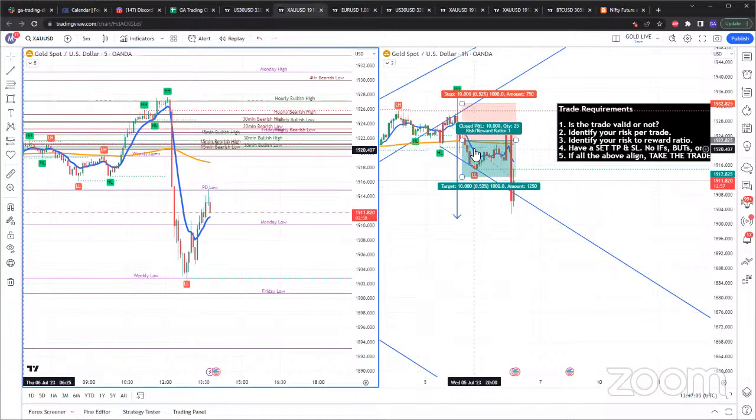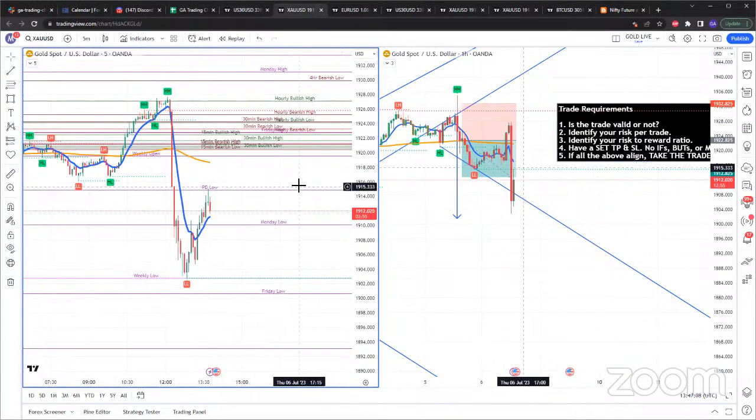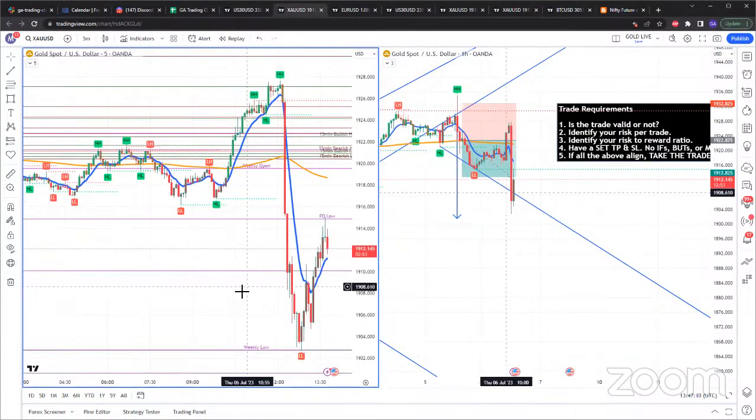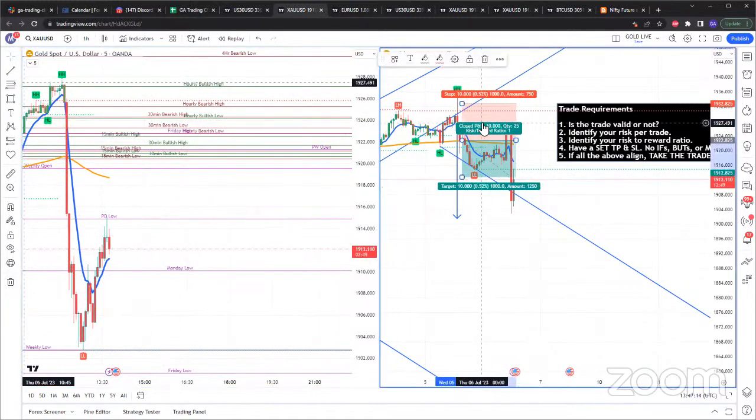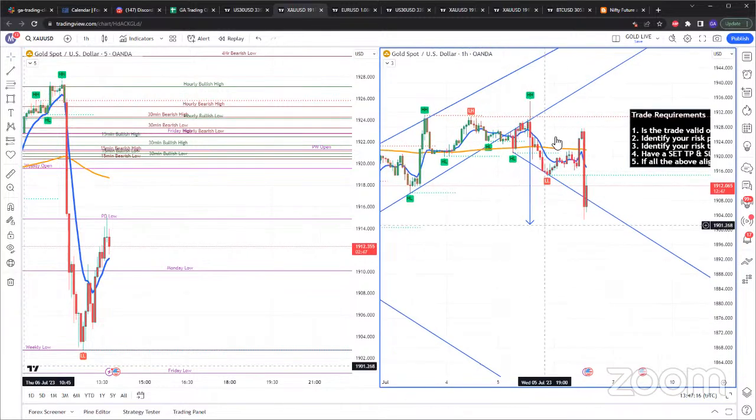Gold, this is the trade I took yesterday on gold. And for me nowadays, I hold my trades until they either hit TP or stop loss. That's how I trade. So I already took that trade on gold. And for gold yesterday, this is the arrow I drew and I sent it in the Discord yesterday.